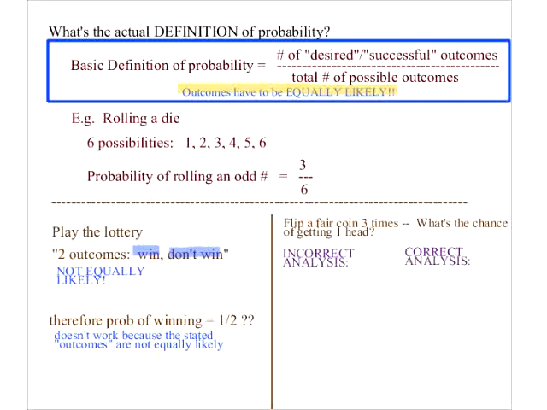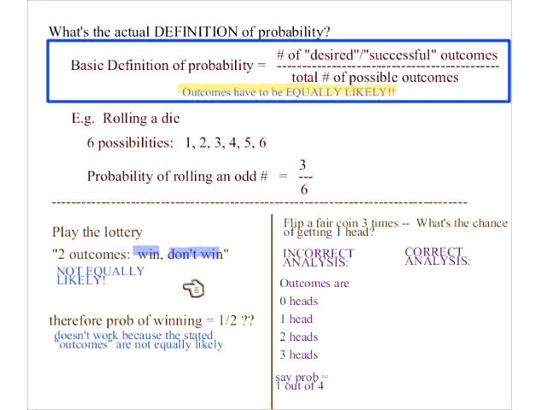An incorrect analysis would be to list the outcomes as 0 heads, 1 head, 2 heads, and 3 heads, and therefore to say that the probability is 1 out of 4.